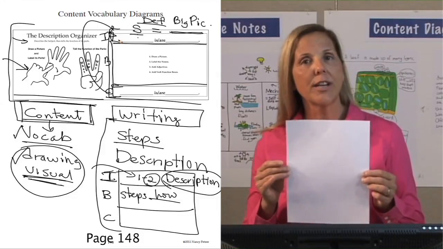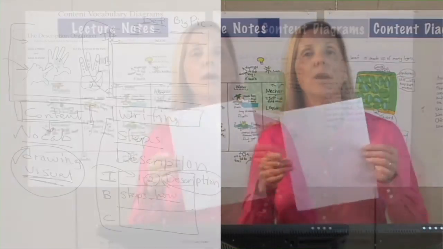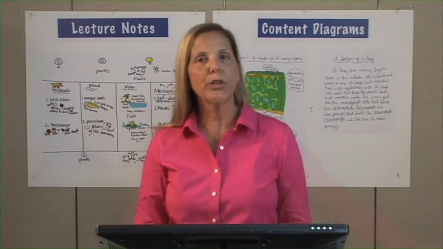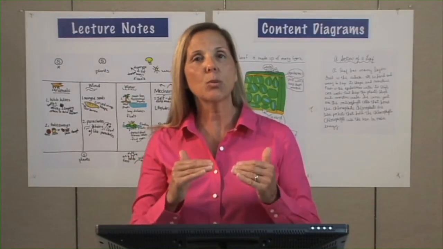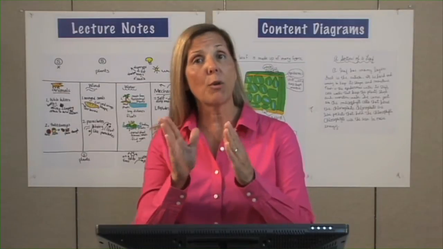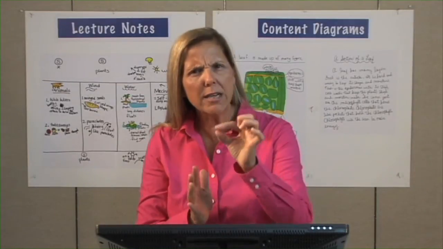Let's start our content vocabulary diagram. You have your blank sheet of paper. You're going to tell the students, boys and girls, we are studying about plants. This week, we will go into a part of a plant, a leaf, at great detail.